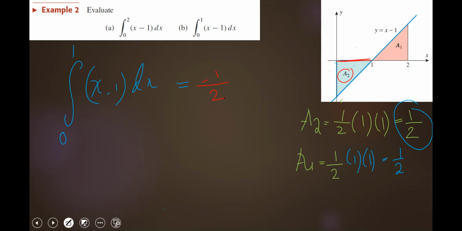Miss, why half? Oh, yeah, okay. We found the area of the triangle. We say it is half the base times the height. Negative because it's in the negative y-axis.